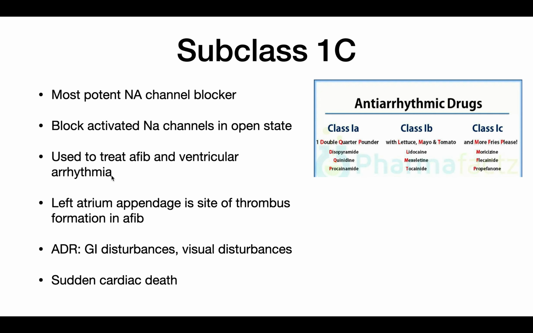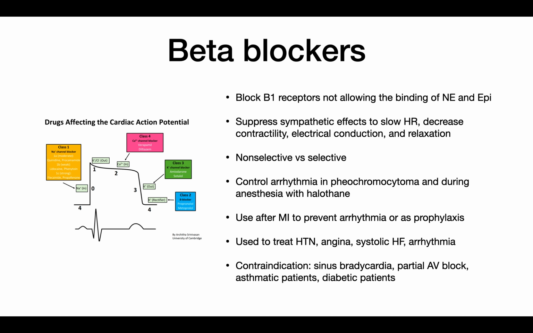And we want to treat these because thrombus formation in AFib can lead to strokes. Adverse drug reactions are going to be GI disturbances, visual disturbances, but more importantly, sudden cardiac death. So it's a double-edged sword, all of these. Antiarrhythmia, we're trying to correct the arrhythmia, but it can also worsen it. That's why you have to be very, very careful.